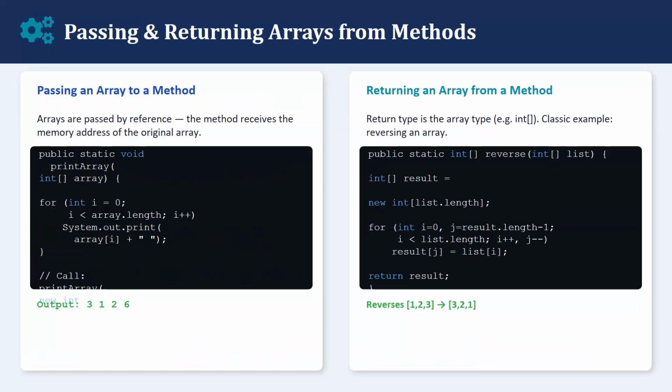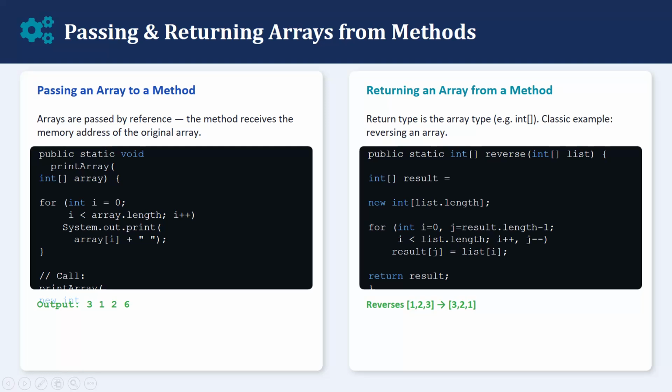So we have passing and returning arrays from methods. How can you pass and return arrays from the methods? Passing an array to a method is done using references. And these references mean the method receives the memory address of the original array. And you have the public static void. You can say print array, declare the integer array, then use the for loop, give out all the array elements that you want, and then you can call the print array with the value that you want to be printed out.